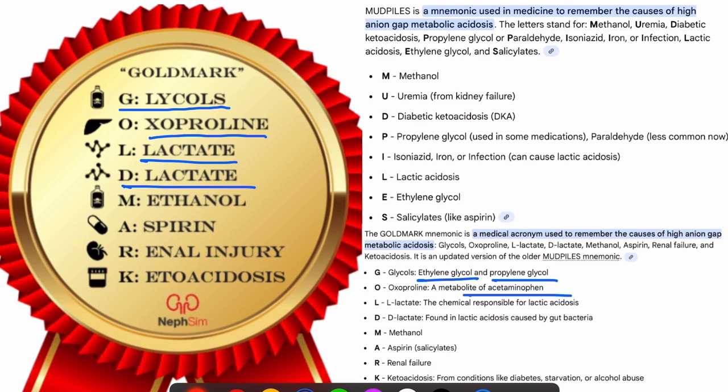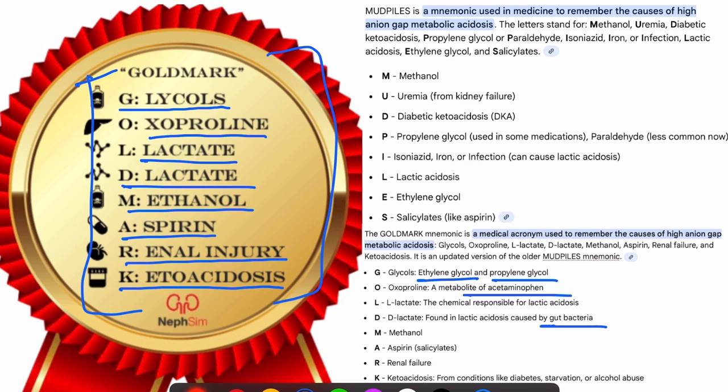So using this mnemonic GOLDMARK, you can easily remember the common causes of high anion gap metabolic acidosis. I think it's okay to use MUDPILES as well if you find that more convenient, but as a new mnemonic, GOLDMARK would be more reflective of the actual causes of high anion gap metabolic acidosis which we frequently see in our clinics.